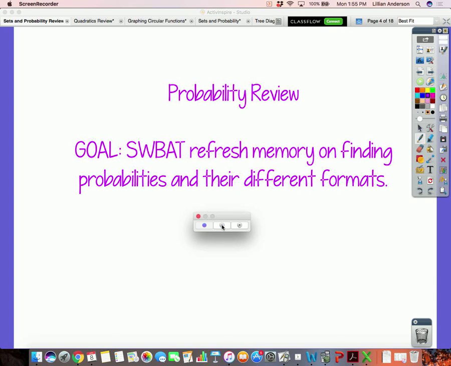All right, so today, continuing on with this whole section of sets and probability and logic, which actually is a part of this as well. We're talking about probability. You're going to refresh your memory on how to find the different probabilities, the different types of formats that problems that deal with probabilities can be given to you as, and everyone should have a sheet with the notes on it.